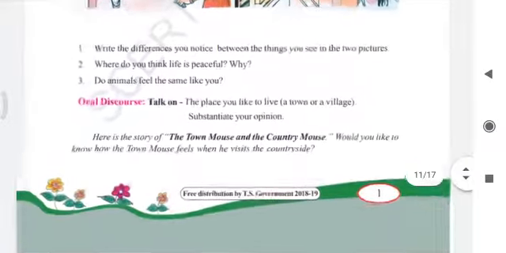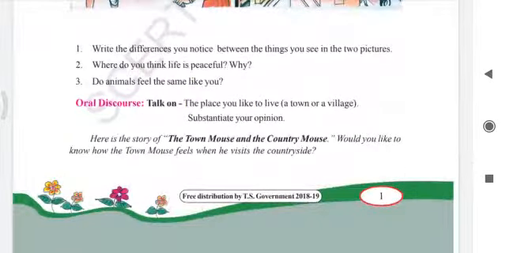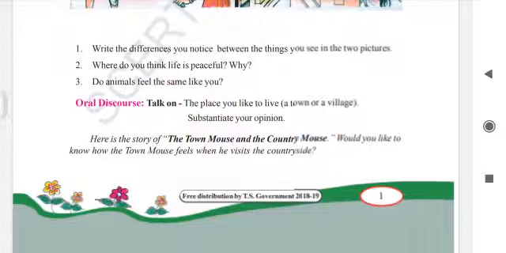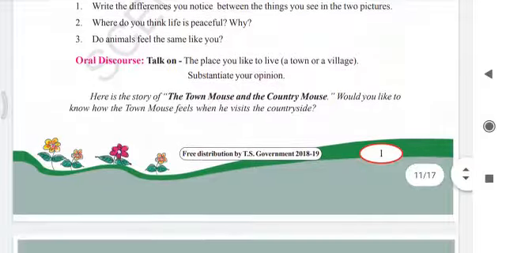Okay, so there is no problem if we are not able to do it also. You have to speak about the place you like to live in. If it is a town, you can speak on the town. If it is a village, you can speak of the village and give the reasons.